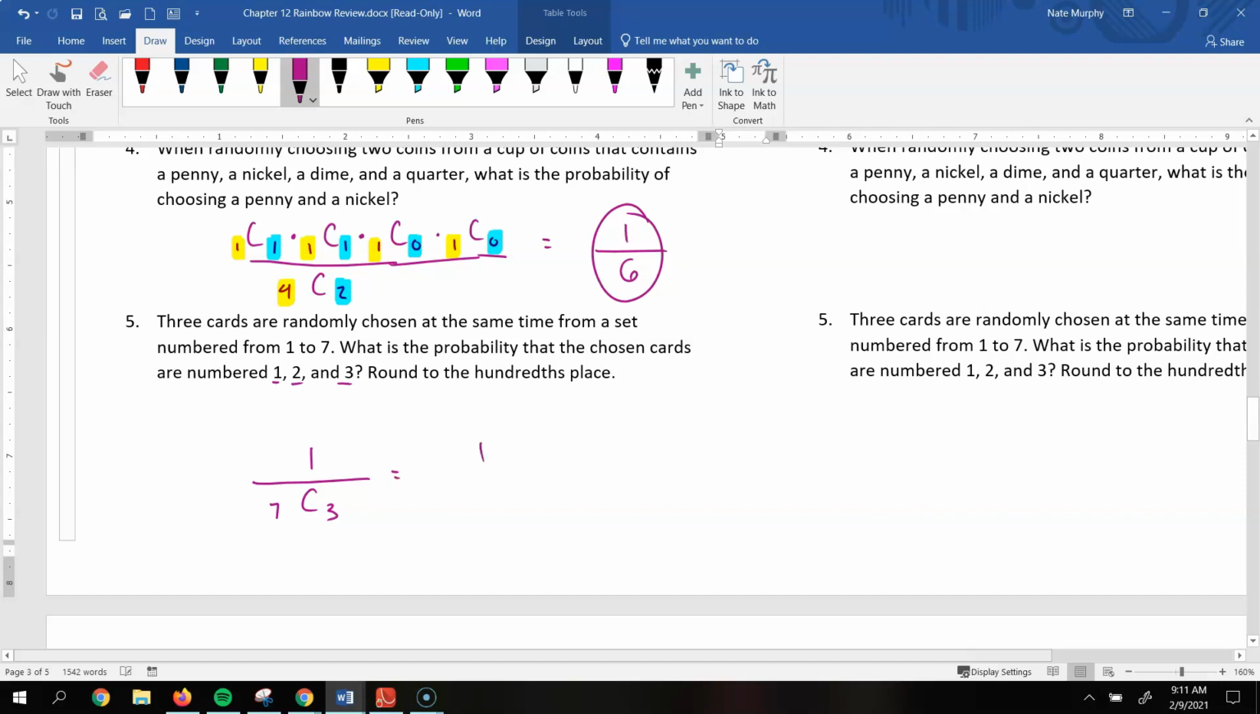And so our denominator, 7 choose 3, would be 35. Or if you did it as a decimal, it would be 0.03. So either one of those, depending on, oh, it says round to the nearest hundredths place. So there we go. Got to read those carefully. So we'll just do it as 0.03.